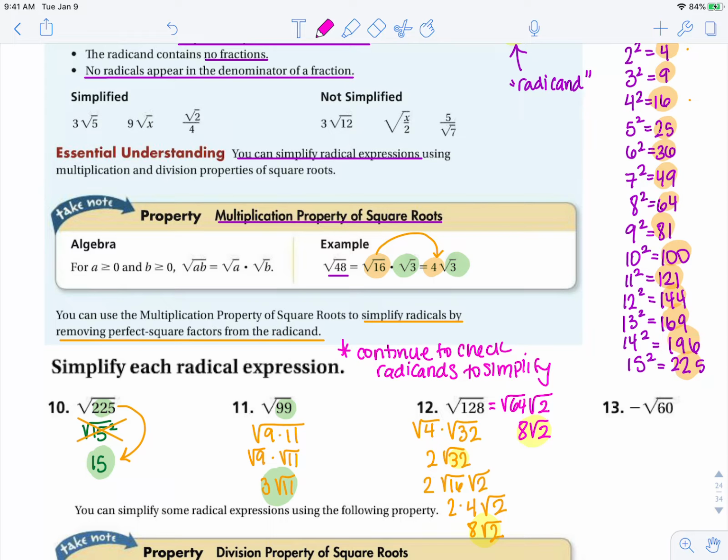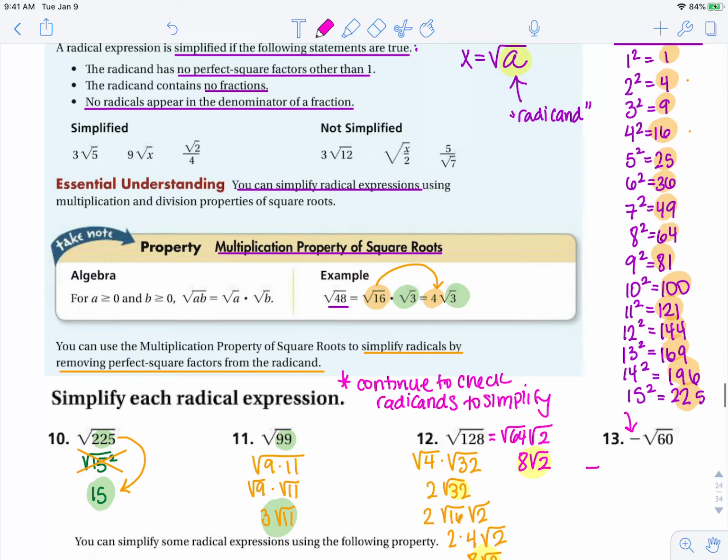So now square root of 60. Now we want the negative square root, not just the positive square root answer. So we have negative, and we want square root of 60. Now what perfect square is a factor of 60? Oh, it's 4 times 15. So this is negative 2 square root of 15. And 15 does not have any perfect square factors, so this is my simplified answer. So always check your radicands for perfect square factors.